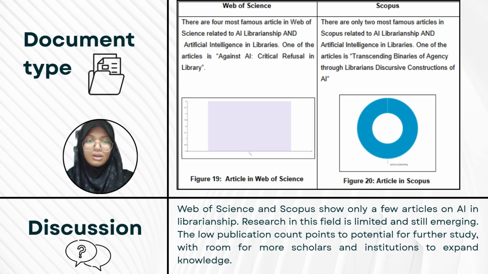For the discussion, Web of Science and Scopus show only a few articles on AI librarianship. Research in this field is limited and still emerging. The low publication count points to potential for further study, with room for more scholars and institutions to expand knowledge.